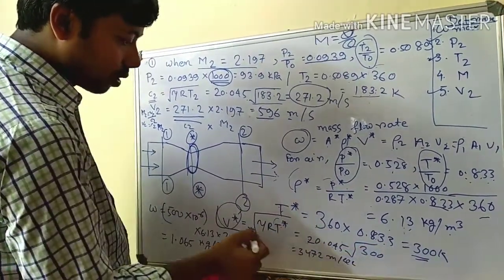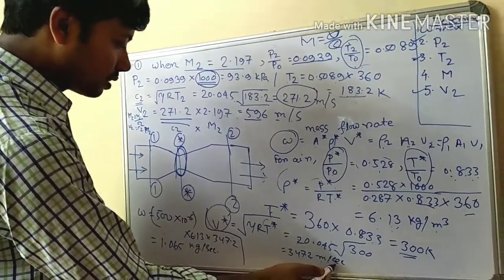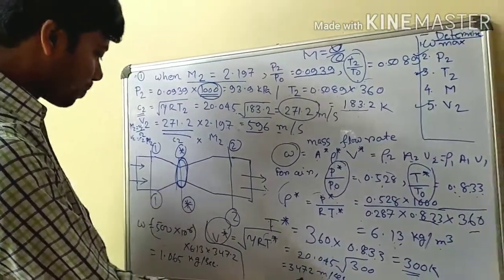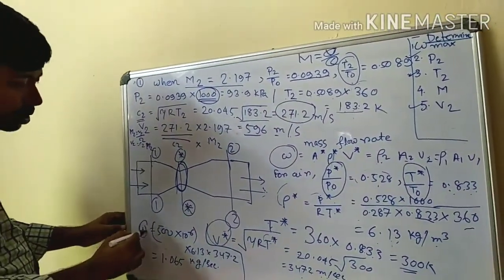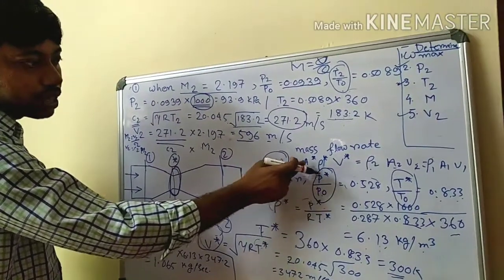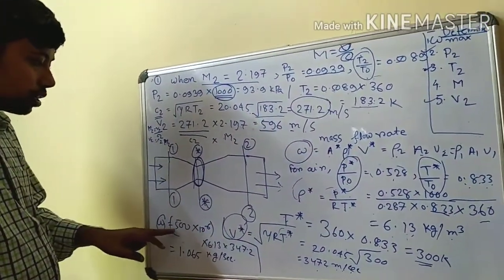What you can get now, V star will be 347.2 meter per second. That is your V star. And you know the maximum mass flow rate formula: maximum mass flow rate is equal to A star into rho star into V star.